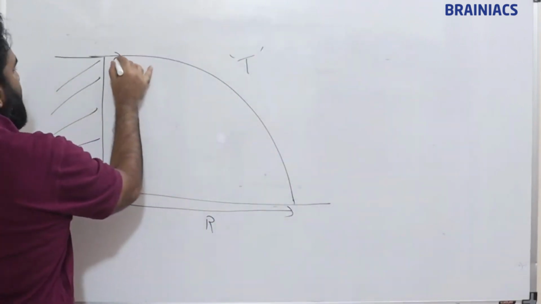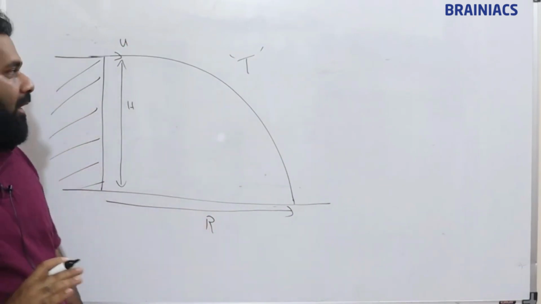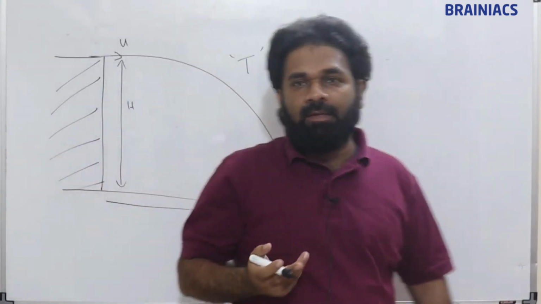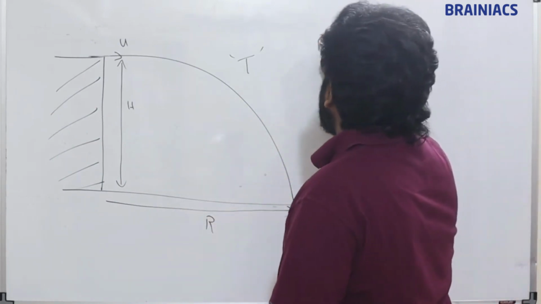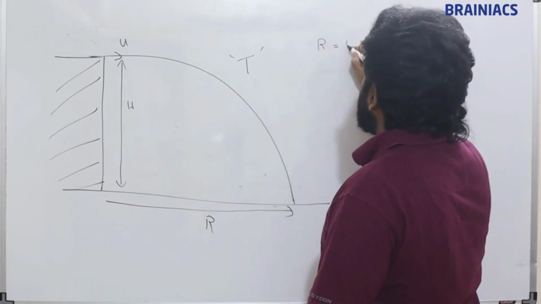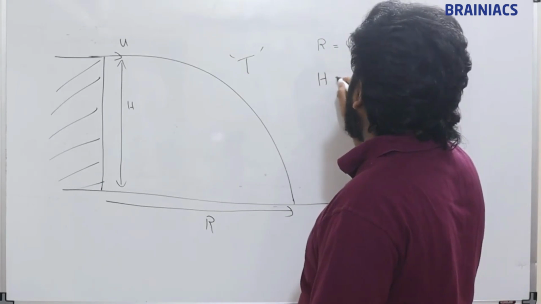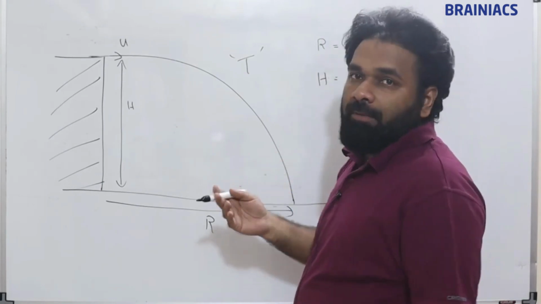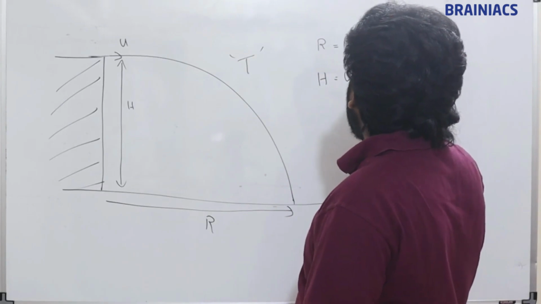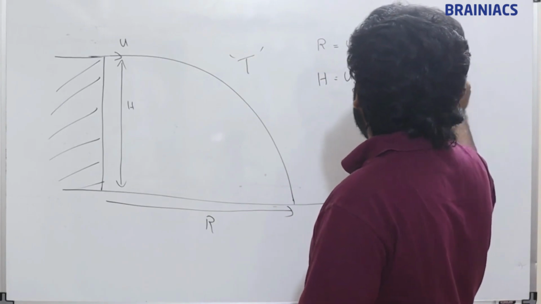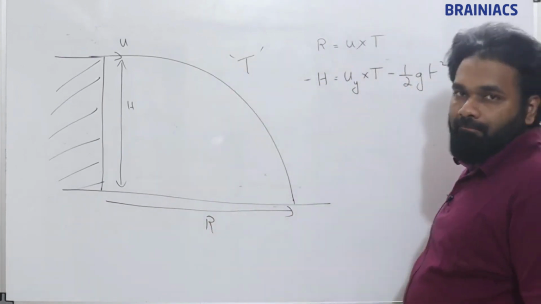Suppose this has an initial velocity u. Since it is not at an angle, we cannot have cos theta, sin theta; we need not resolve. It is simply u. So if we need to find this range, we can simply write u into t. In the same way, h is equal to u y t minus half g t square. Since we are measuring downwards, this should be minus h.